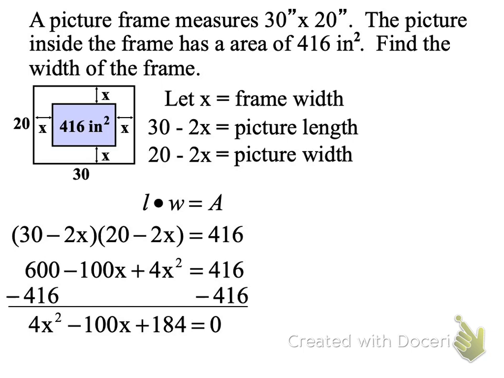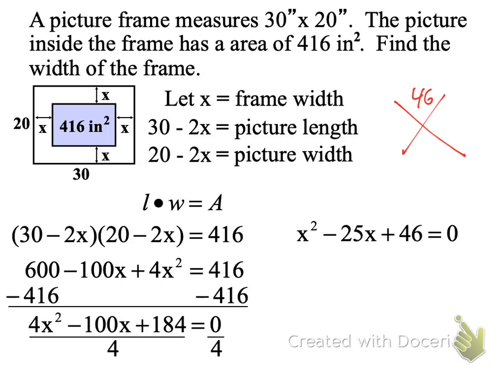Okay, next step. What do we do, Jamie? Divide all terms by 4. Yeah, we can factor 4 or we can divide it out. Let's divide it out. Make it smaller. 4x squared divided by 4 is x squared. 100 divided by 4 gives us minus 25x. And 184 divided by 4 is 46. And now we're going to say what multiplies to 46 and what adds to negative 25.